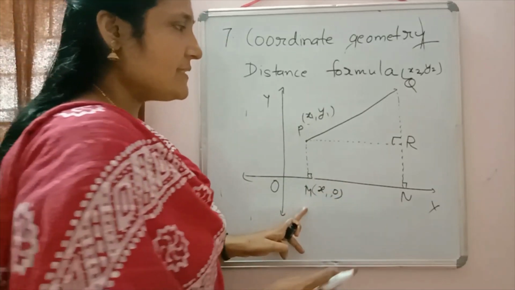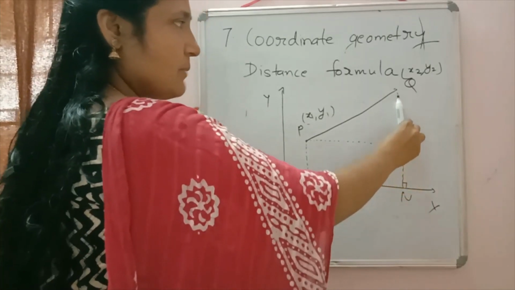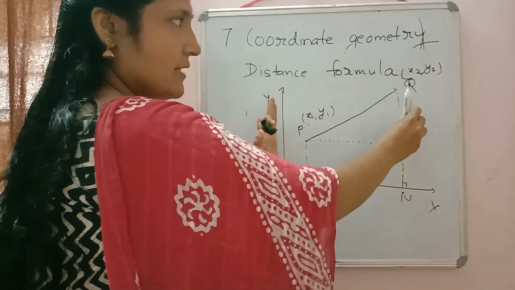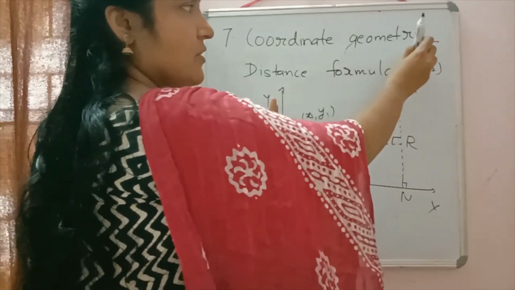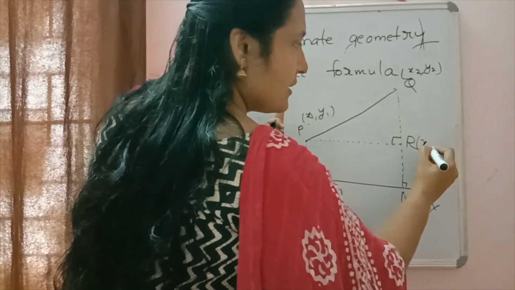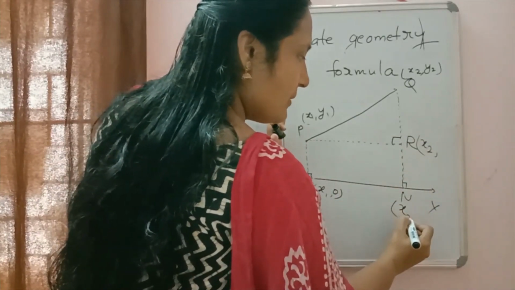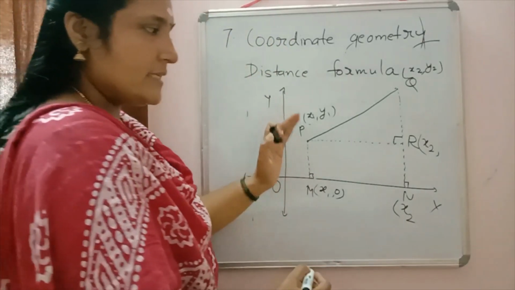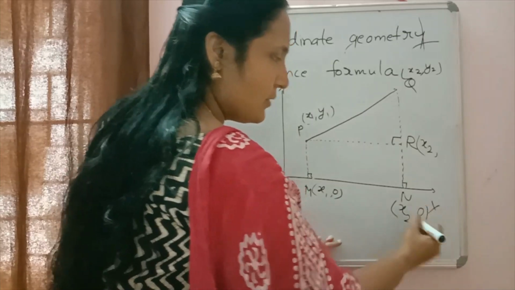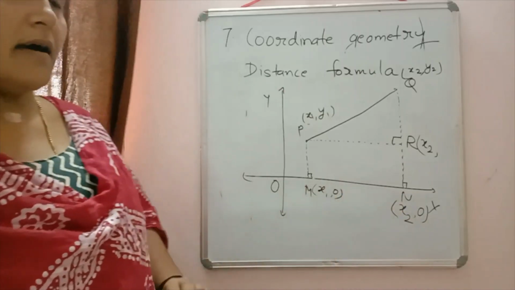In the same way, we will check the coordinate of N. Again, this line is also parallel to y-axis. Here we have the x-coordinate of Q as x2. So in the case of R also, the x-coordinate will be equal to x2 only. And in the case of N also, the x-coordinate will be equal to x2. And since the point N is on x-axis, its y-coordinate will be equal to 0. So we have the coordinate of N as x2 comma 0.